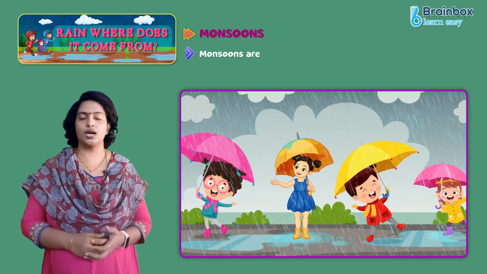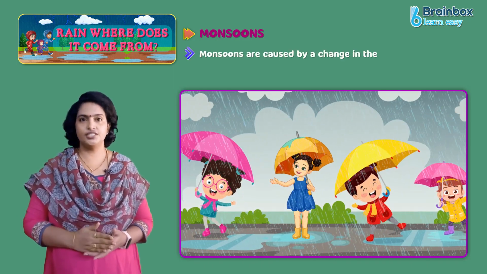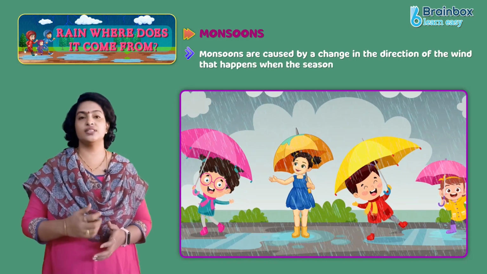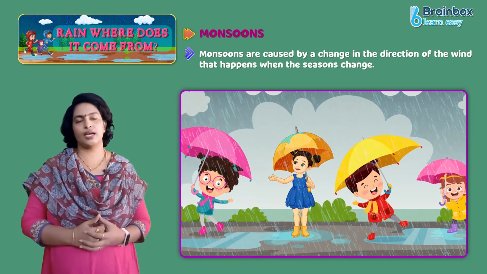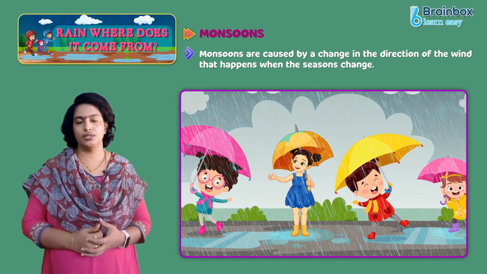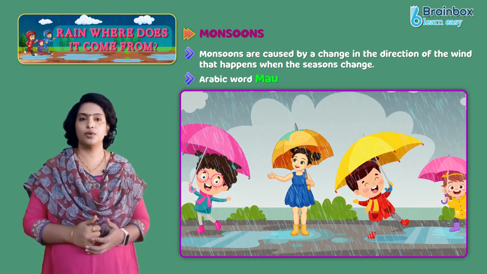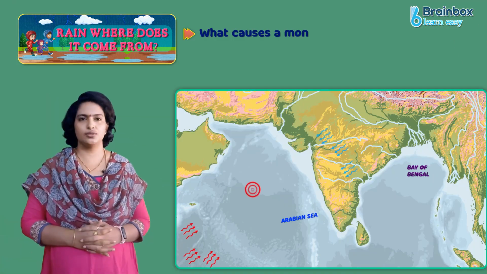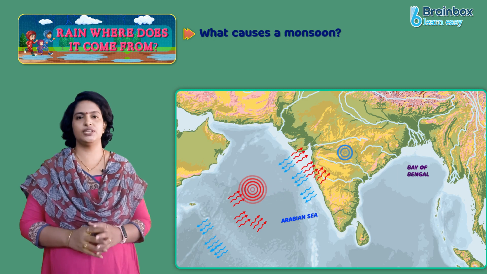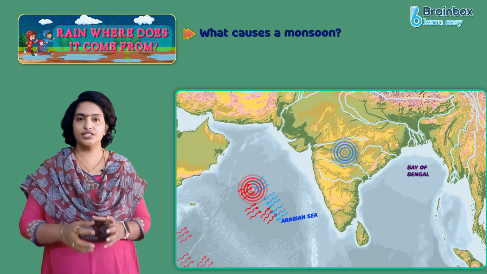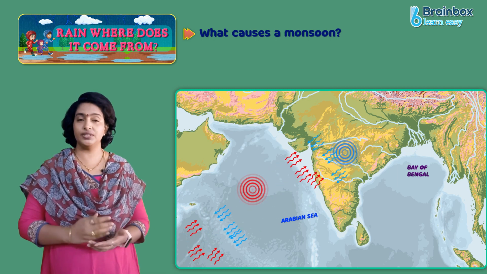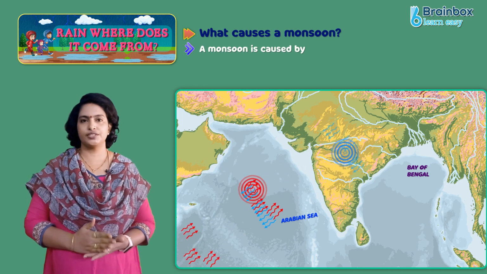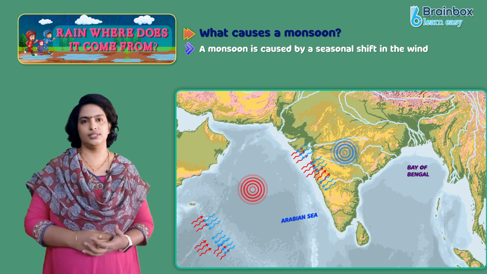So monsoons are caused by a change in the direction of the wind that happens when the seasons change. In fact, even the word monsoon comes from the Arabic word mawsim, which means season. What causes a monsoon? A monsoon is caused by a seasonal shift in the winds.